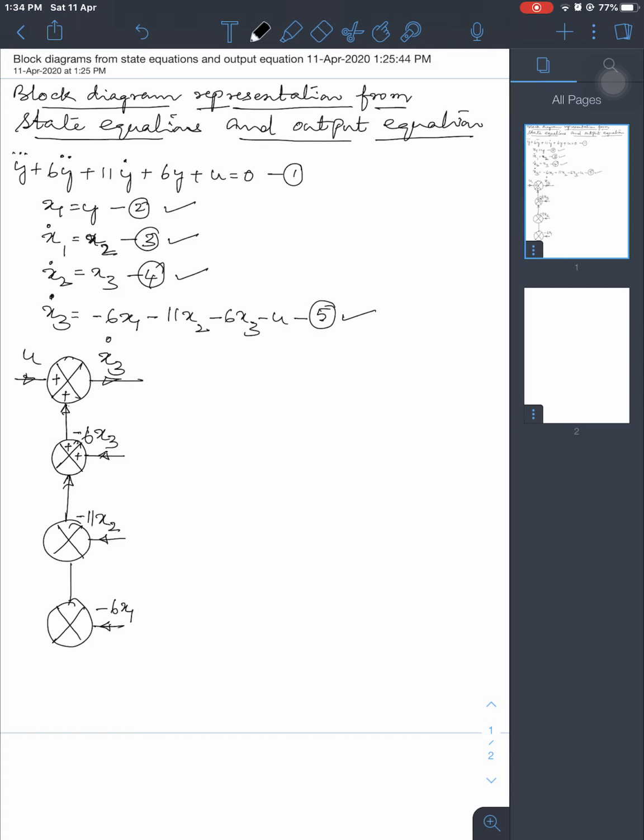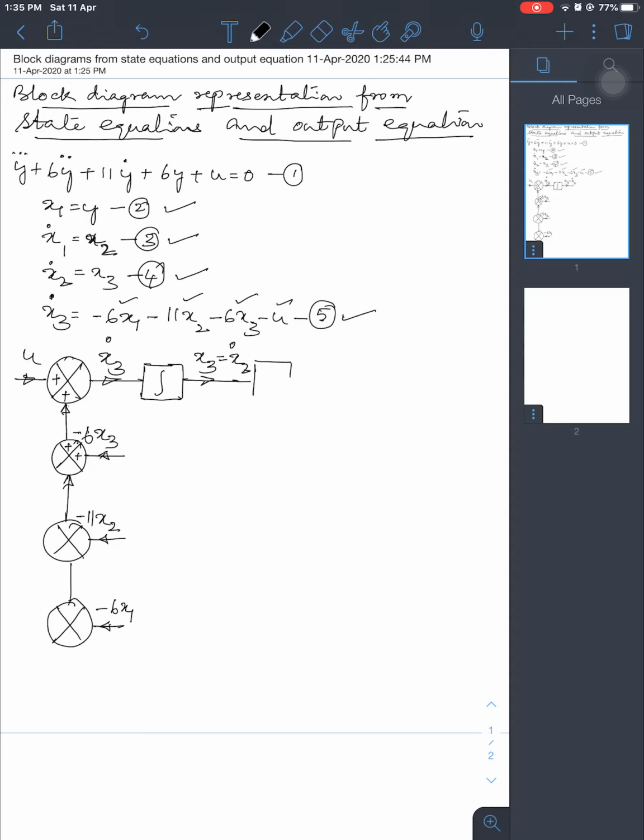We may require all these things. So for x3 dot, we may require the summation of all these signals. x3 dot should be minus 6 times x1 minus 11 times x2 minus 6 times x3 minus u. So we'll try to get these signals, and see as we go about. x3 dot, we will pass through an integrator, and what we get here is x3. x3 dot, when integrated, you will get x3, and from equation 4, this x3 is equal to x2 dot.